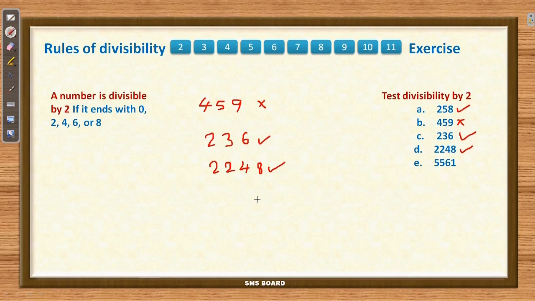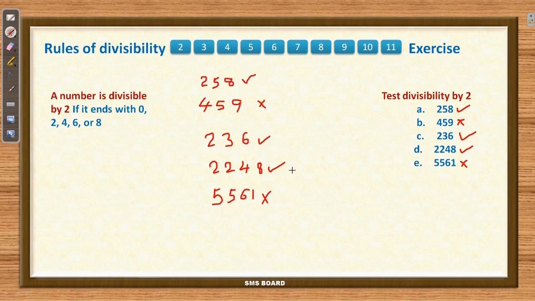The last number is 561. This number is ending with 1. So by rule, a number is divisible by 2 if it ends with 0, 2, 4, 6, 8. So it is ending with 1, so it is not divisible by 2. First number 258 is ending with 8. So it is divisible by 2.